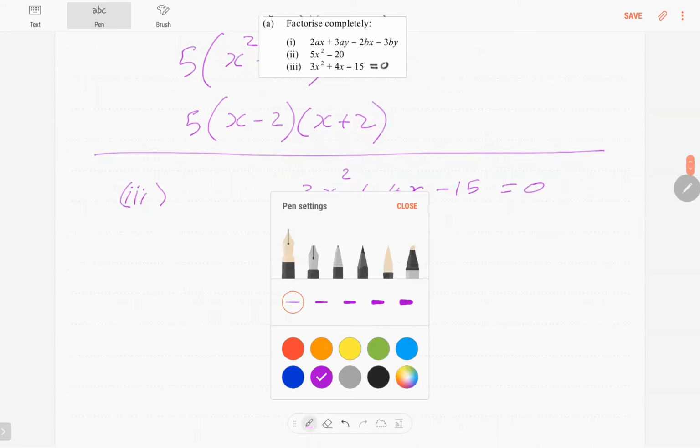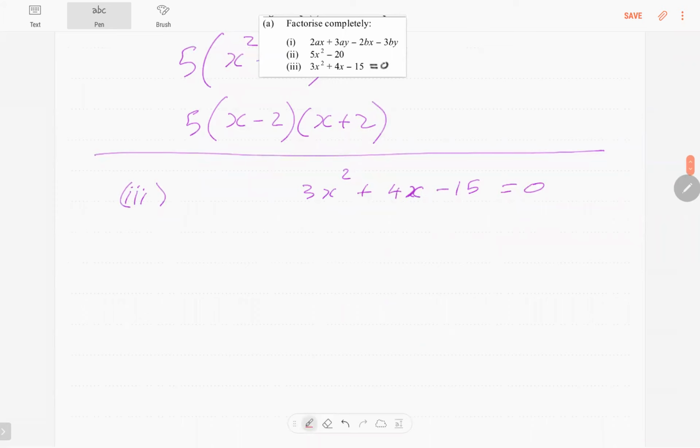So first thing is multiply my a and my c. That is 3 times negative 15. That's 3 times c. 3 times negative 15 is what? Negative 45. I want factors of negative 45 that give my middle term of plus 4. All right, so I'm searching for factors of negative 45 that add to positive 4. If I can't see what those two factors are right off the bat, you go down the list of factors until you find it.